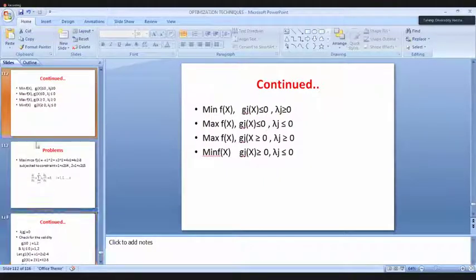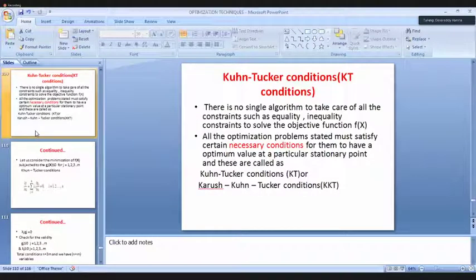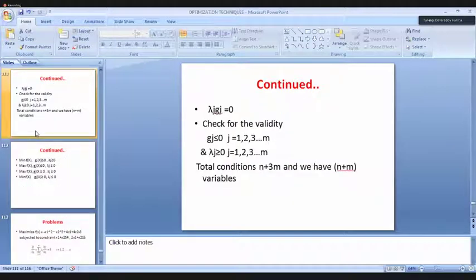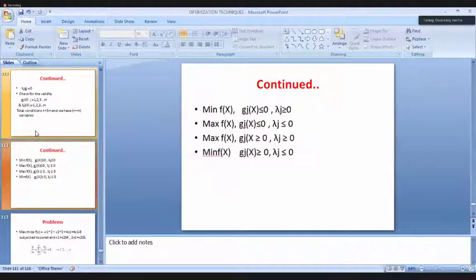There are other conditions also to minimize. This is the first condition which we have seen in the statement. I'll come back to the statement. Minimization of f of x subject to gj of x less than or equal to 0 and lambda j greater than 0. That is the first condition which I have written.